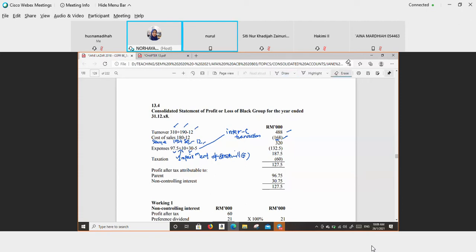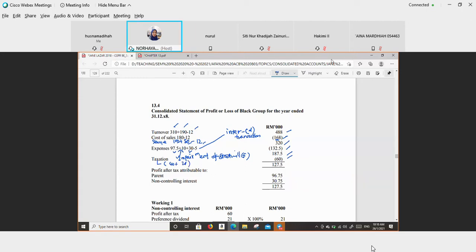Okay. So ini ialah intercompany transaction which is professional service tu. Okay. So ini ialah additional information yang mana? Yang D. Okay. Yang D. Okay, so you dah selesai. Okay. Taxation you tambah kalau salah tak cakap apa. Jangan salah ni terima je ni. Taxation ialah 40 plus 20.